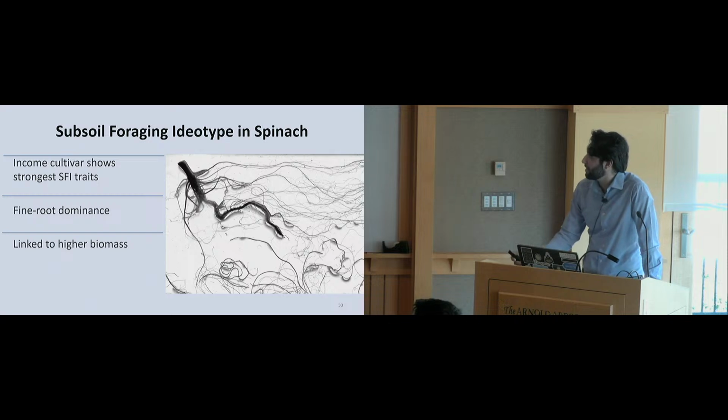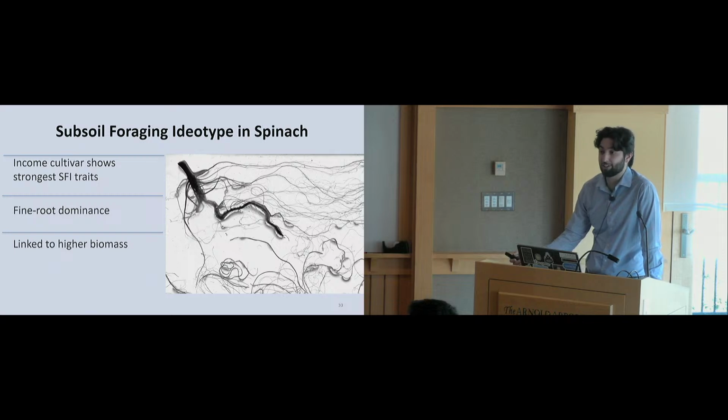Here we can see a scan of Income on day 30. We see this highly penetrating taproot that was there for probably since day 15, actually. They grow very quickly. But look at the thicknesses of these second order roots coming off of this. And then from there we can see third orders everywhere, right? So that is that finely branched root system that it was describing.